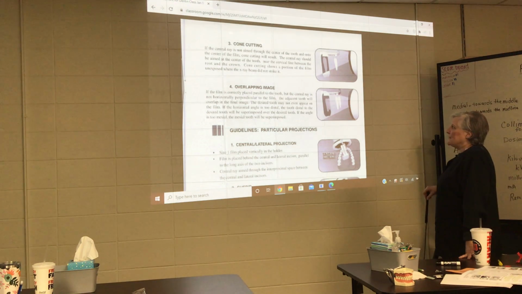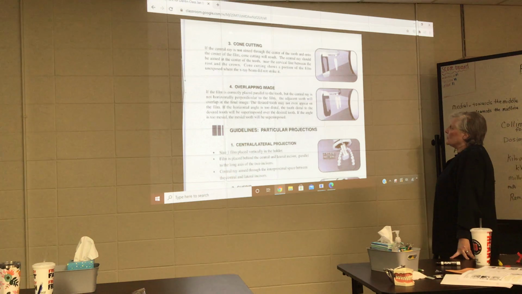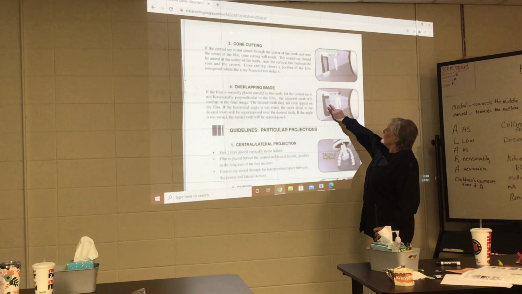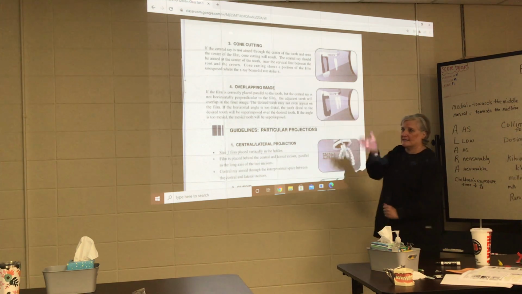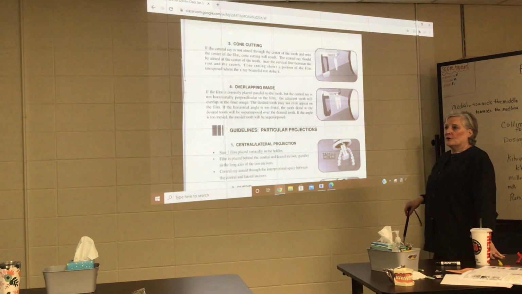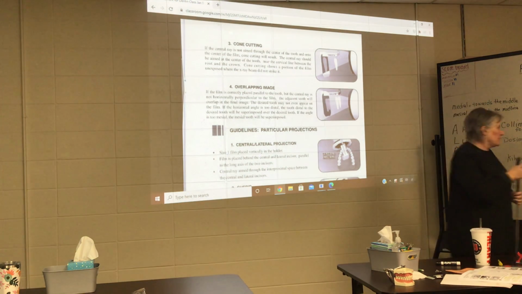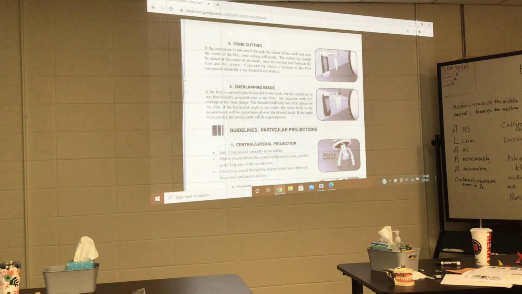Overlapping an image can happen if the film is correctly placed parallel to the tooth, but the central ray is not horizontally perpendicular to the film. The adjacent teeth will overlap in the final image, and the desired tooth may not even appear on the film. If the horizontal angle is too distal, the tooth distal to the desired tooth will be superimposed over the desired tooth. So you've got two teeth on top of one another. You can't see between them. That would be extremely important in bite wings. You want to make sure that you're not overlapping on your bite wings. It's a horizontal error. So these are vertical errors.